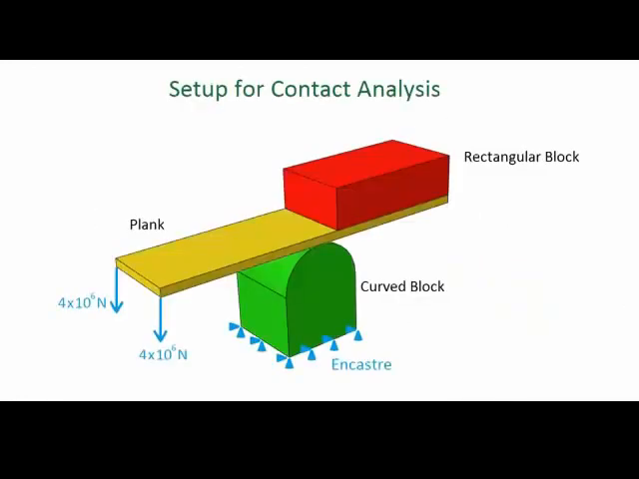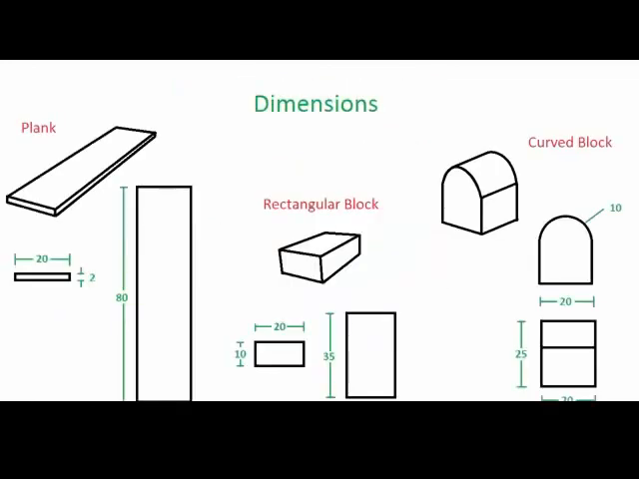We will now demonstrate the general contact method by modifying the example from the contact pairs tutorial. To refresh your memory, we have three parts: a curved block, a rectangular block, and a plank. The curved block is fixed on the bottom, and the plank is fixed at one end, making it a cantilever. Two concentrated forces are applied on the free end of the plank, pushing it downward so that it bends around the curved block. At the same time, the rectangular block holds the top surface of the plank flat, preventing it from arching upwards. The dimensions of the parts are displayed in the figure.